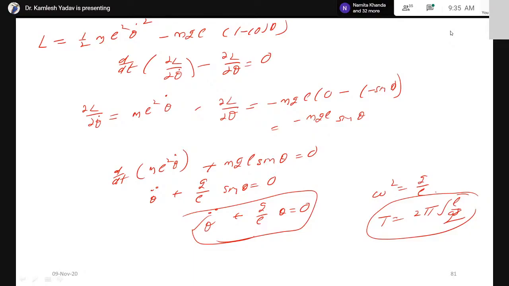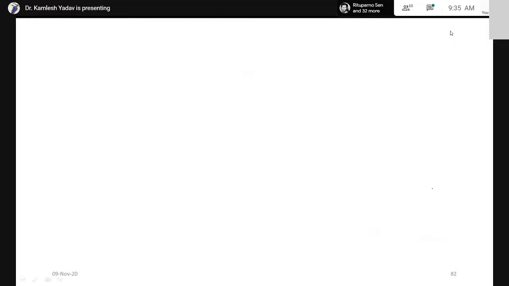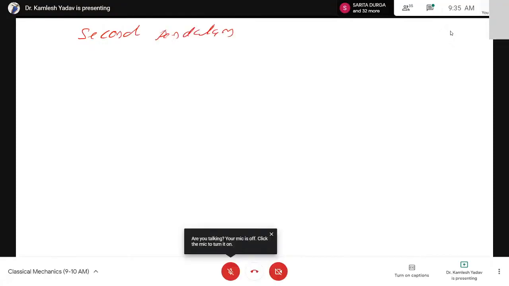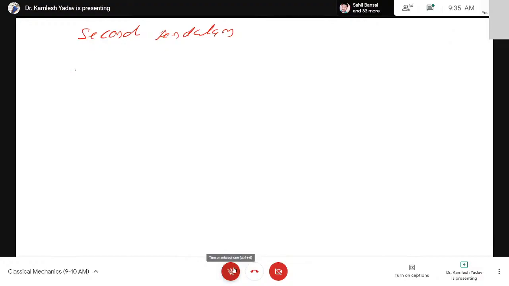Now let us discuss a little bit more about pendulum. Now does anyone know what is the meaning of second pendulum? Equals to 24 hours. Yes, what is the meaning of second pendulum? A pendulum having time period equal to 24 hours.